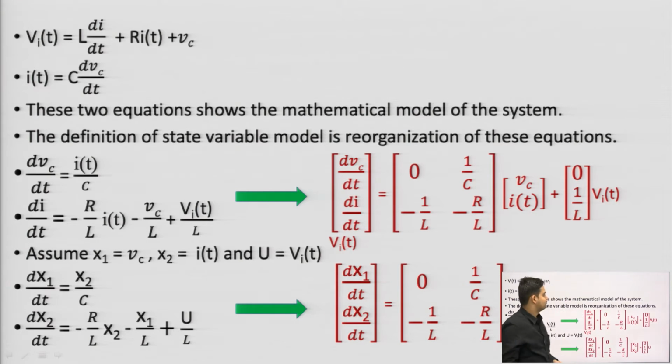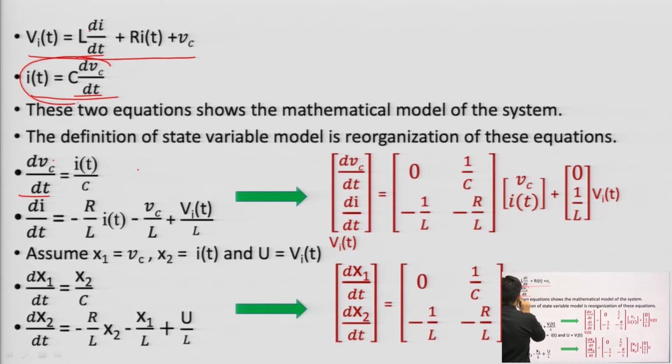Okay. So, one equation, if we apply KVL, this is the equation V I equal to L di/dt plus R I t plus V C, this is the second. So, these two equations show the KVL of the previous circuit diagram, and if we separate out this differential variable, that is dVc over dt in the LHS and the remaining terms in the RHS, then what will happen?